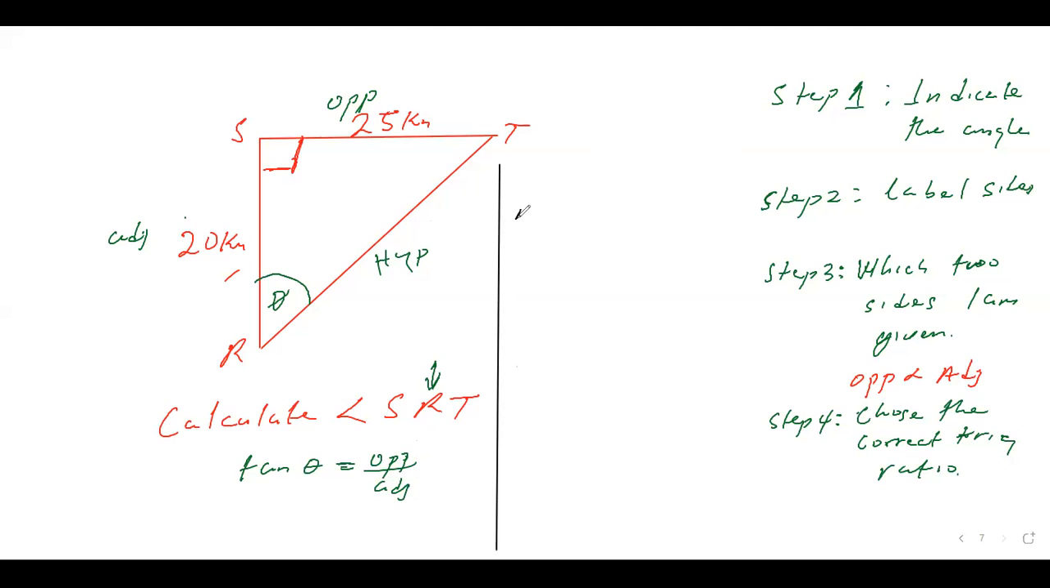So we're going to say tan theta. What is my opposite? 25, yes, over adjacent, 20. So tan theta is 25 over 20. Now, can somebody work out what 25 over 20 is for me, please? 1.25. Then we want to find the angle, so what do I do? Sorry, I put tan inverse. So it would be tan inverse of 1.25.